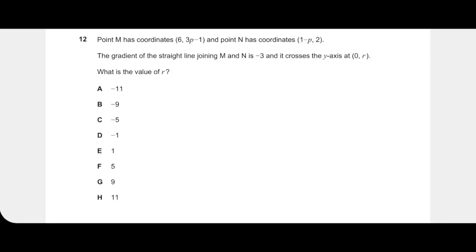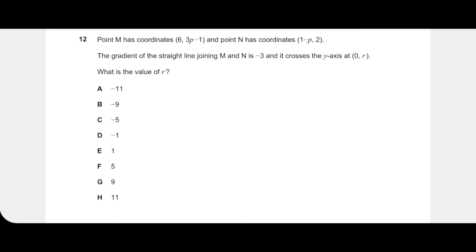Question number 12. Point M has coordinates 6, 3p minus 1, and point N has coordinates of 1 minus p, 2. The gradient of the straight line joining M and N is minus 3, and it crosses the y-axis at 0, r. What is the value of r? So immediately looking at this question, I know this is requiring my knowledge of calculating what the y-intercept of a straight line graph is.